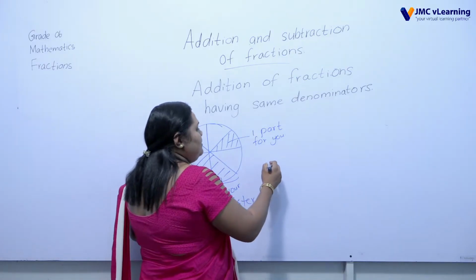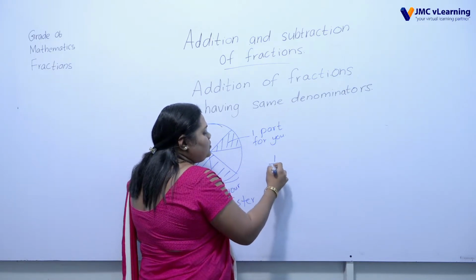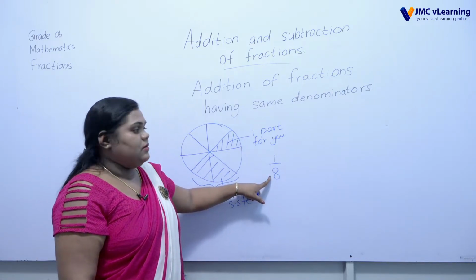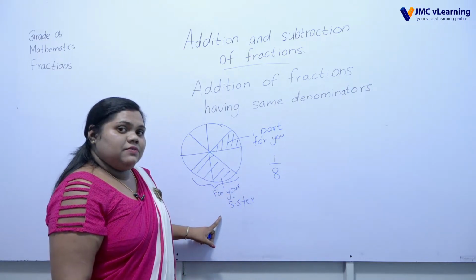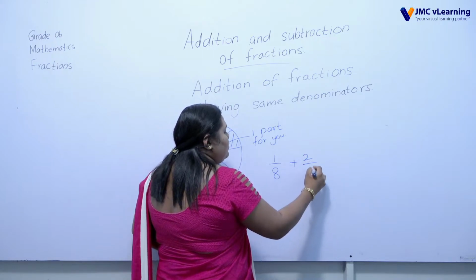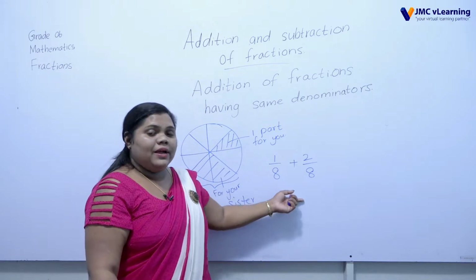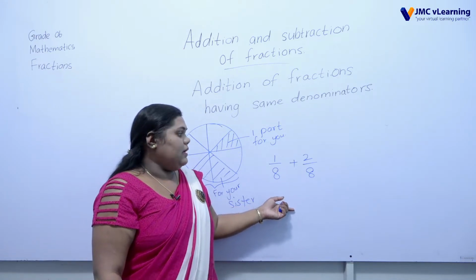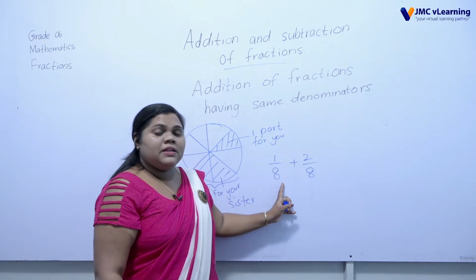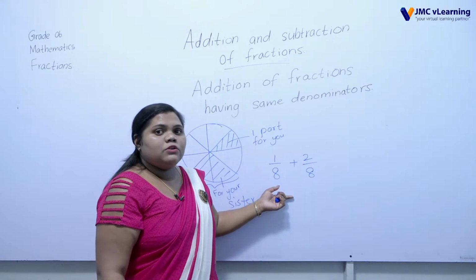Okay. Now children, the part you received we can write as 1 out of 8. What is the part your sister received? Your sister received 2 out of 8. Now to find the total amount we have to add these two together. And children, if both the denominators are the same, we can add them together.